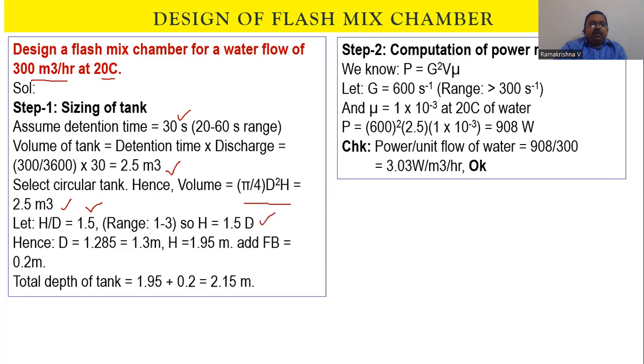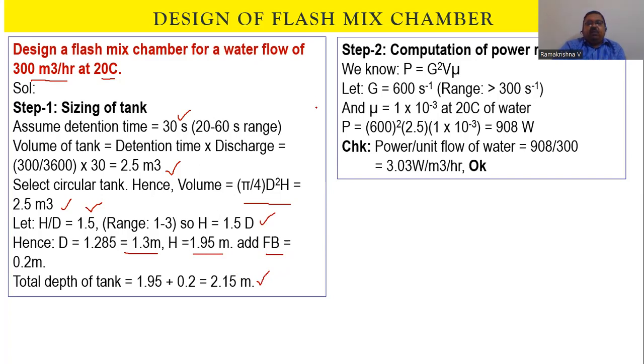So subsequently, substituting back and calculating, d is equal to 1.3 meters, h is equal to 1.59 meters, and for the freeboard I'm adding 20 centimeters. So the total depth of the tank will be around 2.15 meters. Once you calculate the volume and diameters, now we'll go for the power consumption or requirements in the flash mixer.